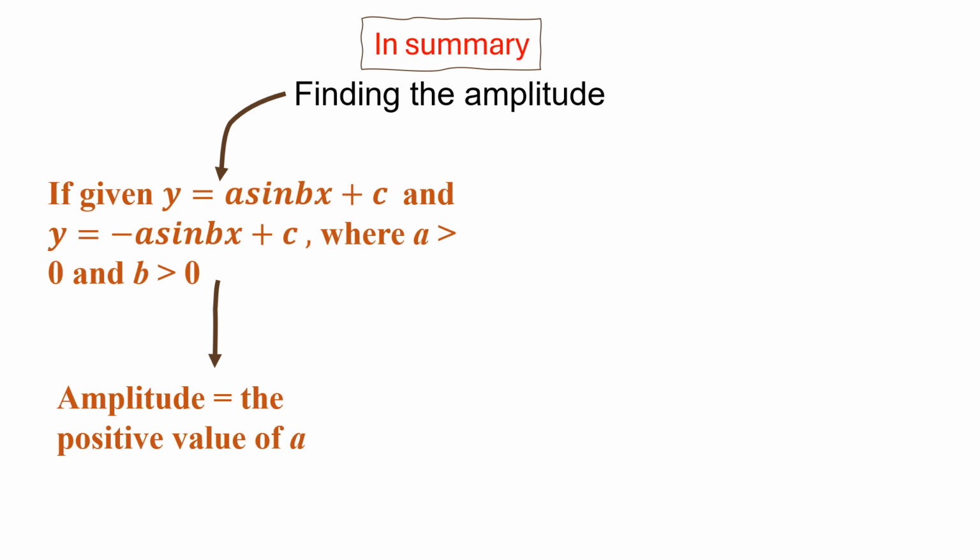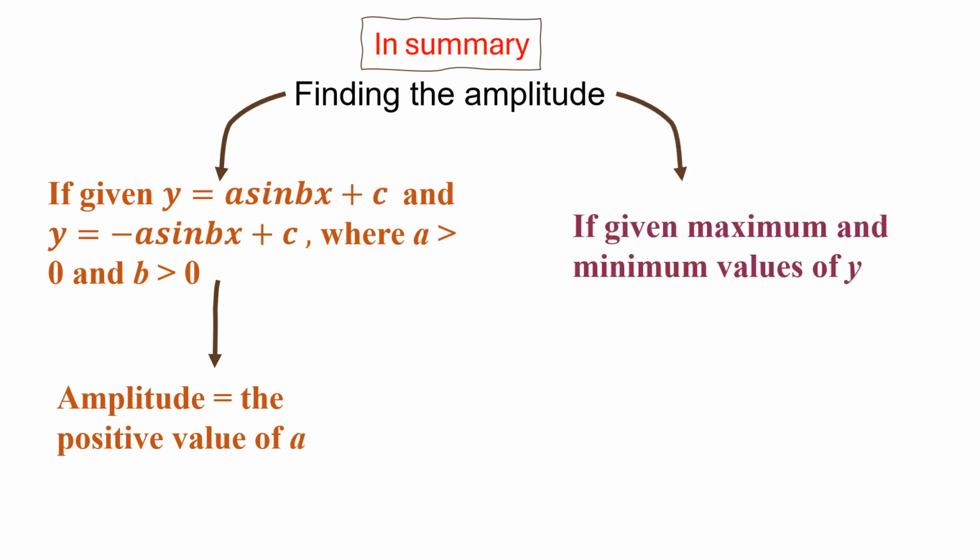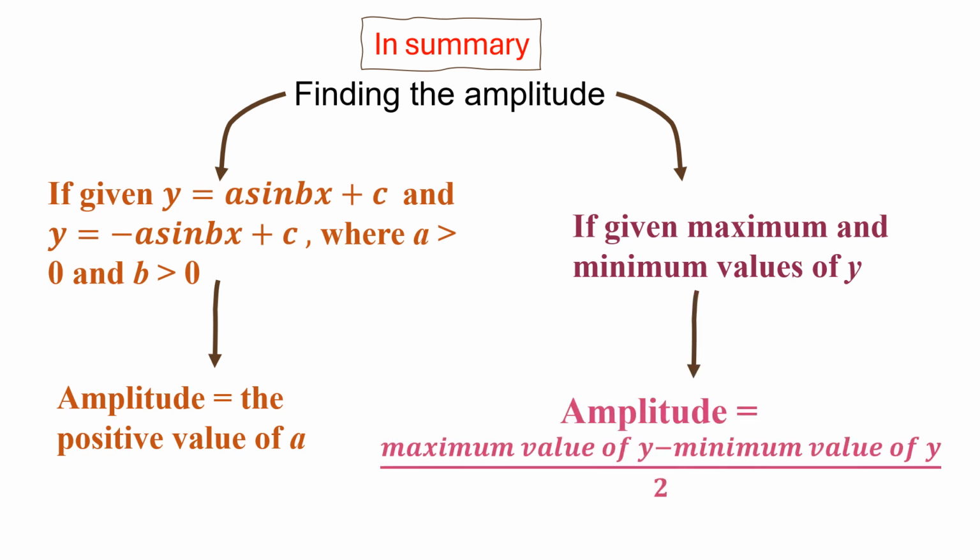That's one way. A second way is if you're given the maximum and minimum values of y. Sometimes in the questions you'll be told that the maximum value of y in this particular sine curve is 6, the minimum value is negative 2. Then how can you use that to find your amplitude? Basically you just take the maximum value of y minus the minimum value of y, divide by 2. That will give you the amplitude, the height of the curve from the axis of the curve, from your y equals c.